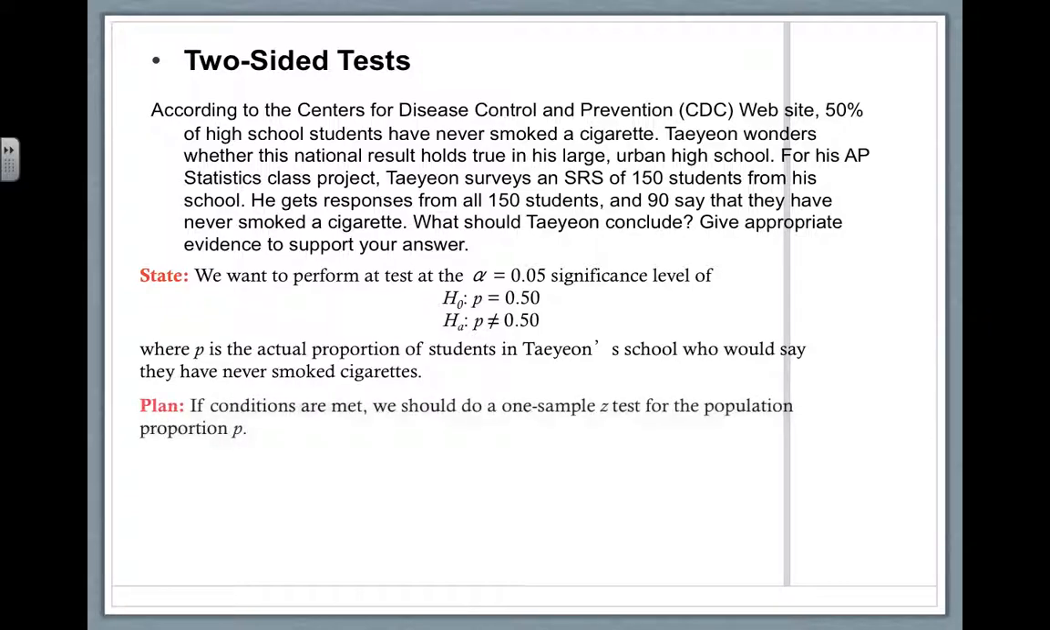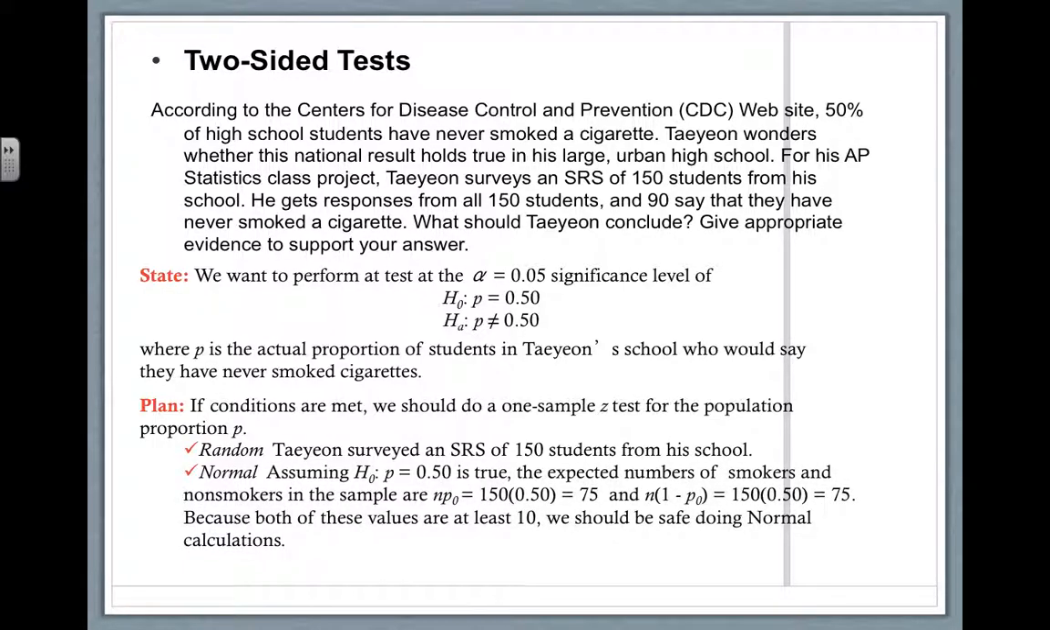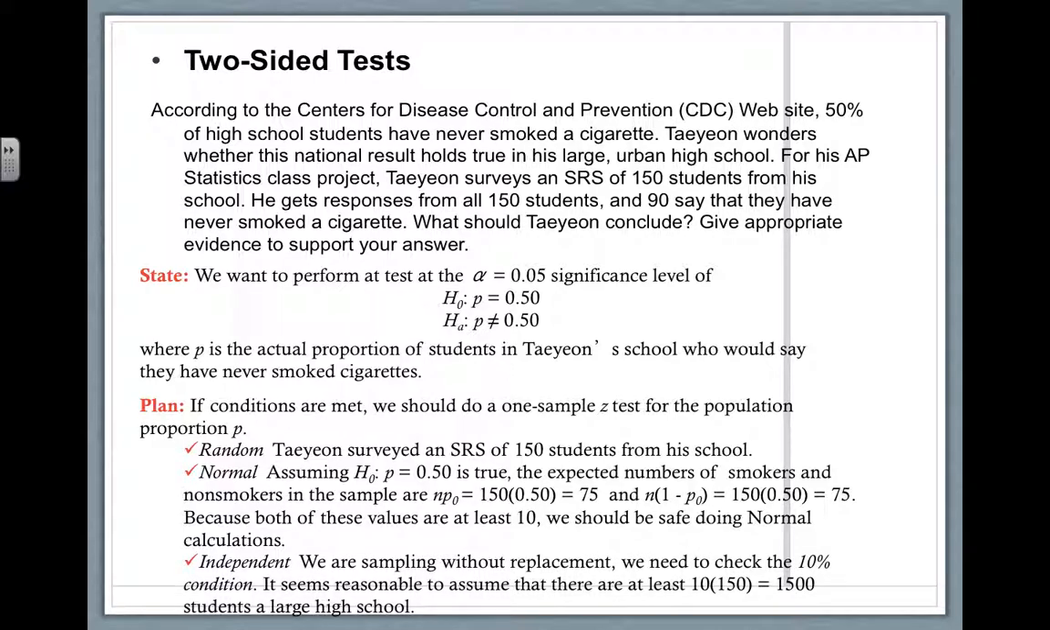So now he's got to check the conditions in order to see if he can assume it's a normal distribution. So he says it's an SRS. It's normal, so you're expecting 75 successes and 75 fails. Both of those are at least 10. And finally, it's independent. So I think it's reasonable to assume that 150 is less than or equal to 10%, which would be 1,500 in a large high school.